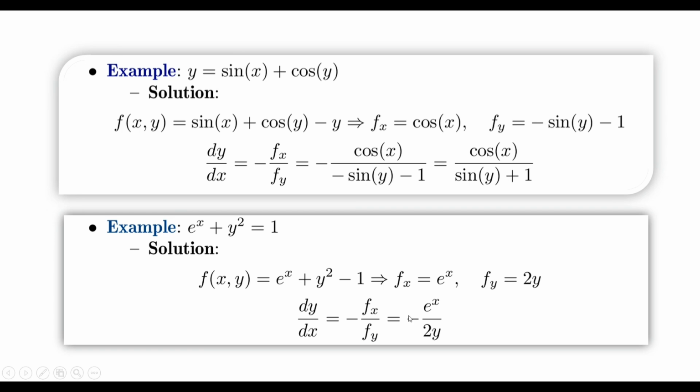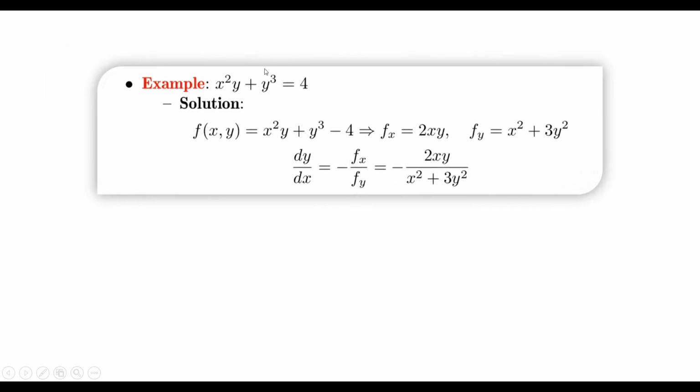The next example is based on a polynomial relation, where the polynomial relation is x square y plus y power 3 is 4. The corresponding implicit function becomes x square y plus y cube minus 4. It is f(x, y). Then consider dou f by dou x, dou f by dou y. Then write dy by dx as negative fx by fy. It gives us negative 2xy by x square plus 3y square.